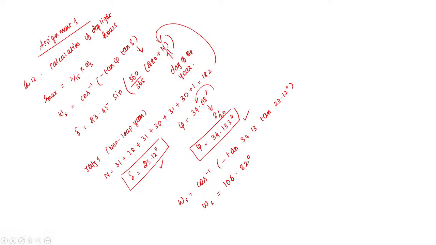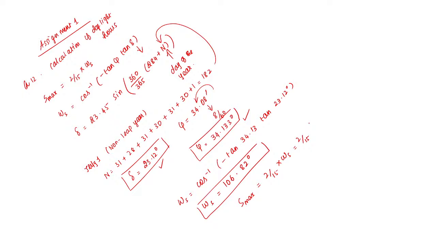106.82 degrees. Once your omega S is done, you substitute in S max, which is 2 upon 15 into omega S, that is 2 upon 15 into 106.82, which is coming around 14.24 hours. So in that, option D.